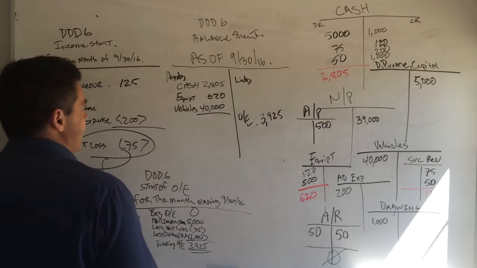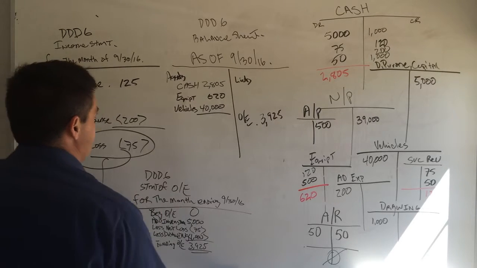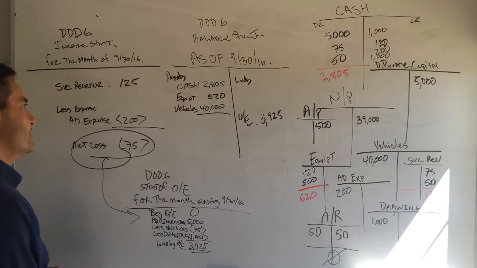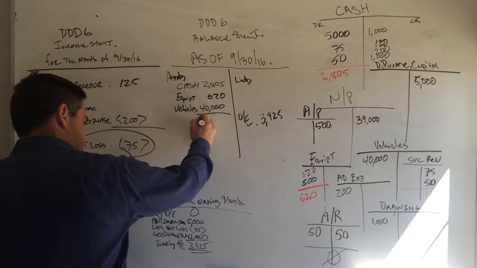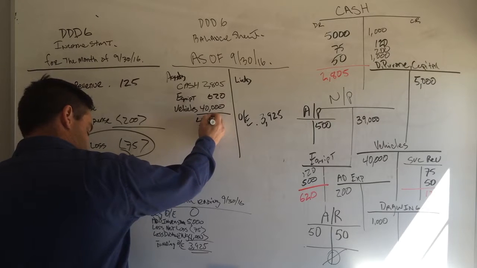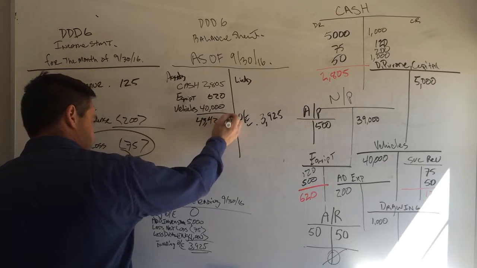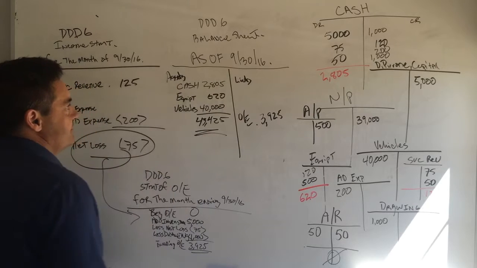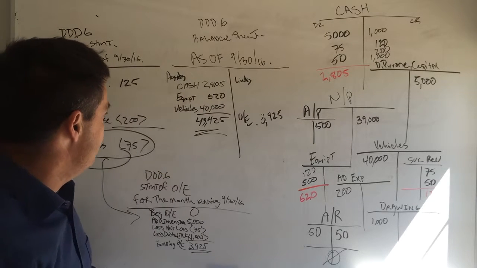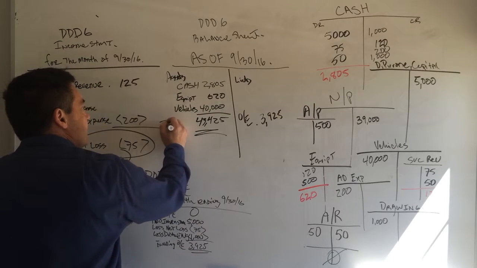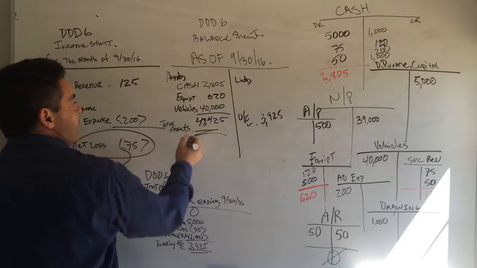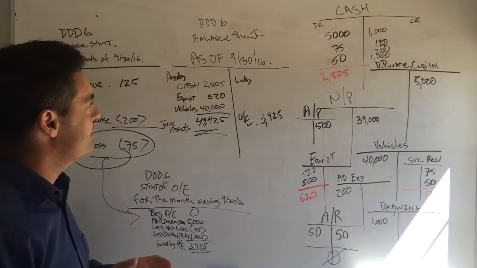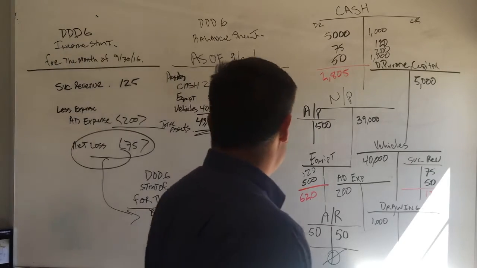So when we add up $2,805 and $620 and $40,000, it's $43,425 or something close to that. We'll keep that on my total assets side. Total assets are $43,425.